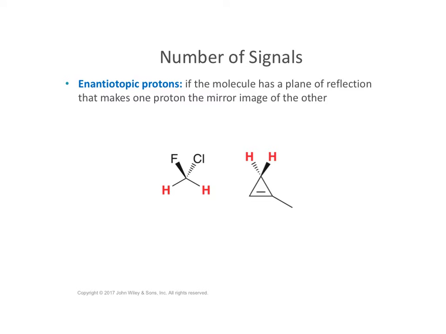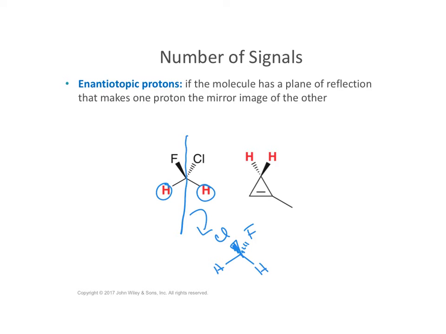Enantiotopic protons exist if the molecule has a plane of reflection that makes one proton mirror the other. So with homotopic, you had to have an axis of rotation. With enantiotopic, you need a plane of reflection. So if I bisect this molecule with a mirror, then I see that this hydrogen mirrors the other. However, if I tried to rotate it, I would not get the same looking molecule back because the chlorine would come forward and the fluorine would go backwards. So there is no axis of rotational symmetry here.